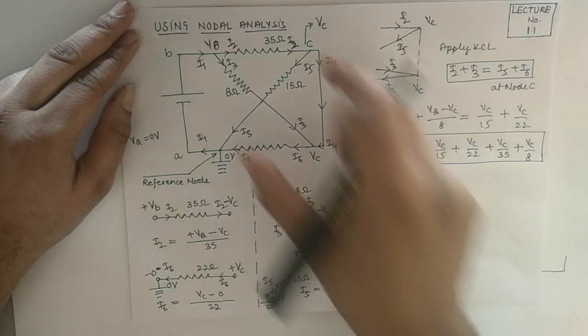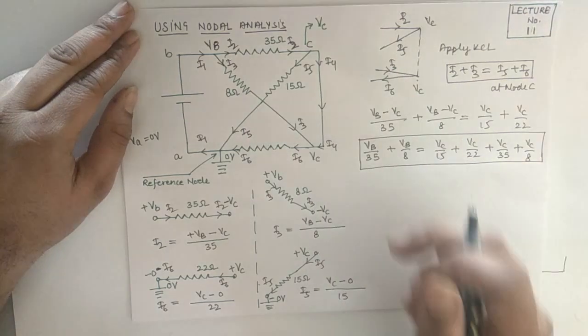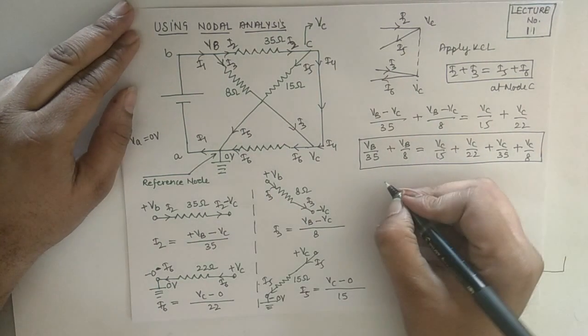Now consider the branch C and this node potential.